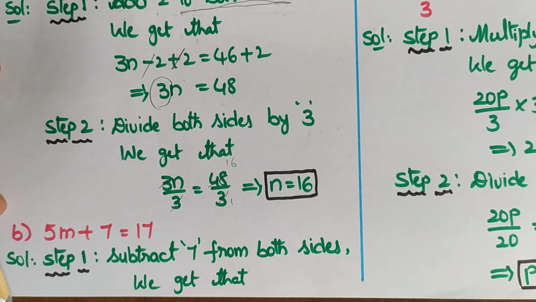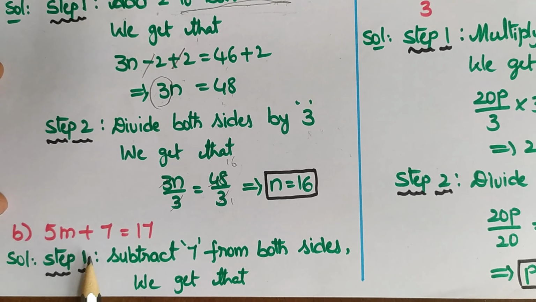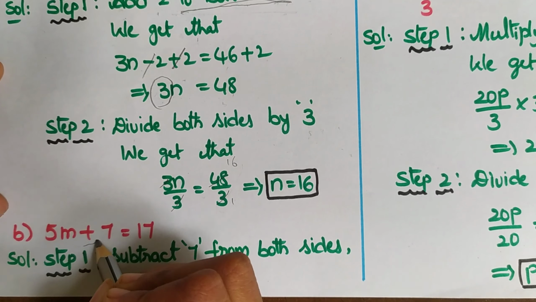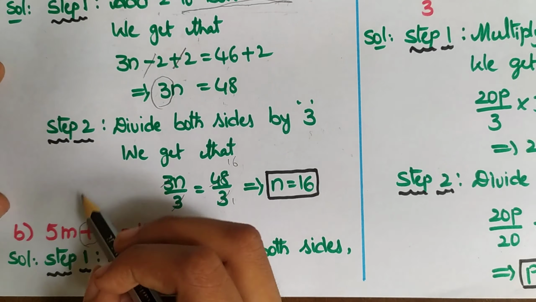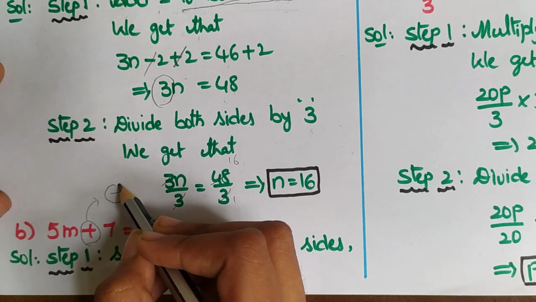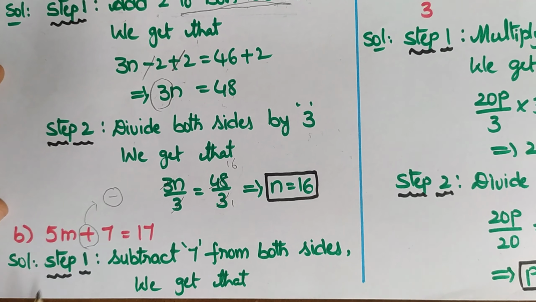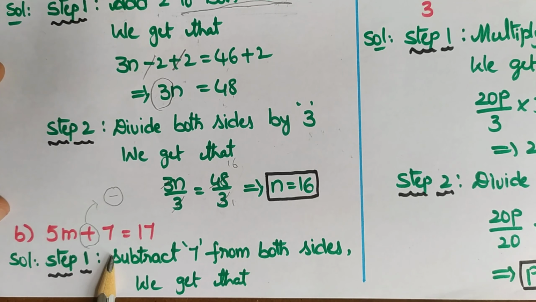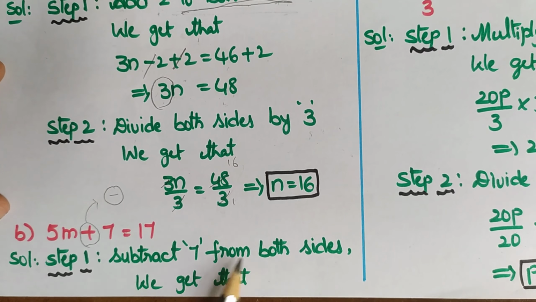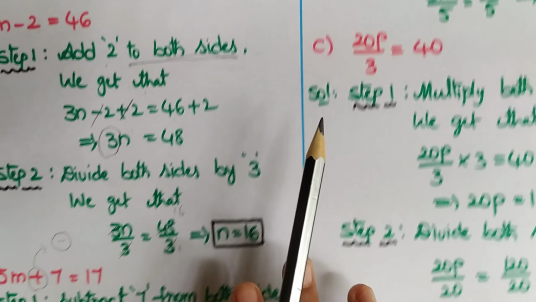Okay friends, now let us see B bit. 5m plus 7 is equal to 17. Here it is plus 7, that means plus. We have to do anything which is opposite to addition. Subtraction is opposite to addition. Now step 1, subtract 7 from both sides, we get that. Here it is add, so subtract.